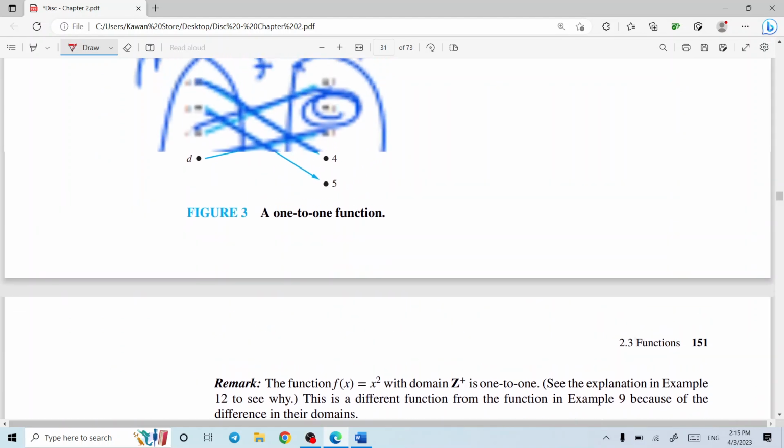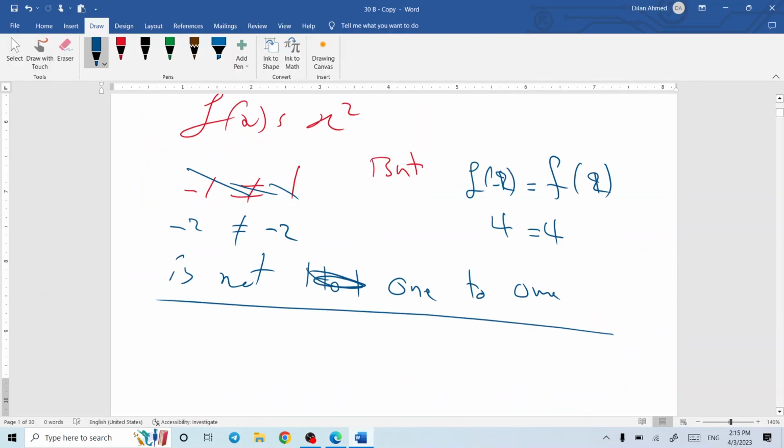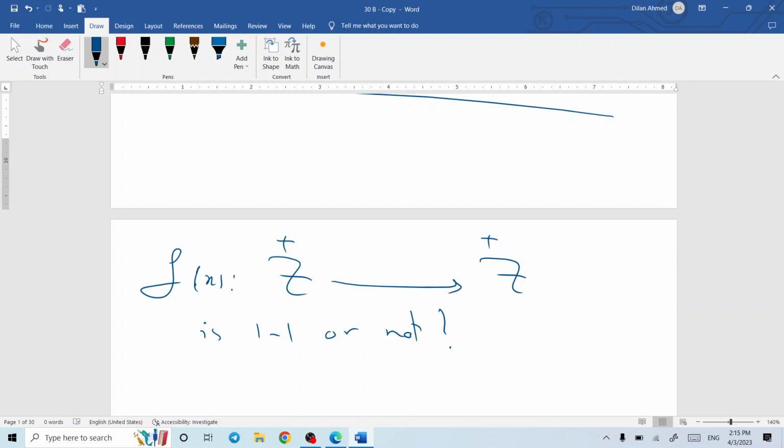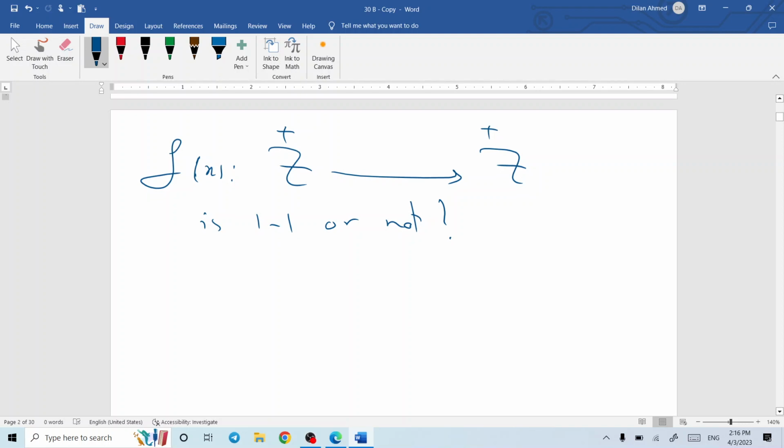Good. Now I'm going to change this example: if f is a function restricted to positive x, tell me, is it 1 to 1 or not? It is, right? Why? Because we are talking about just positive numbers, so there is no negative. We took out the problem part. We neglect the problem part. Okay? Any question? Good.